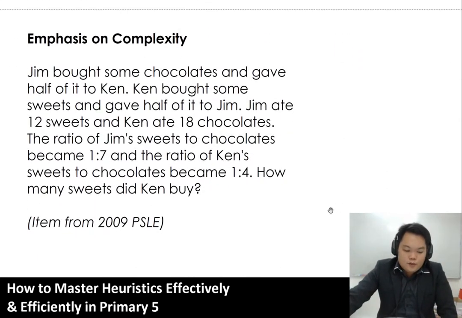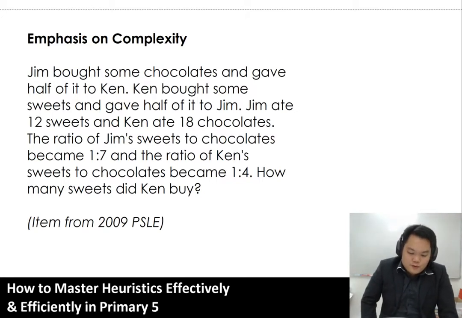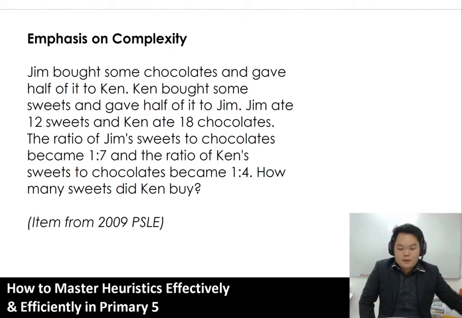And another emphasis on complexity, this question has been asked in Maths Model Method very frequently. Jim bought some chocolates and gave half of it to Ken. Ken bought some sweets and gave half of it to Jim. Jim ate 12 sweets, Ken ate 18 chocolates. Ratio of Jim's sweets to chocolate became 1:7. Ratio of Ken's sweets to chocolate became 1:4. How many sweets did Ken buy?